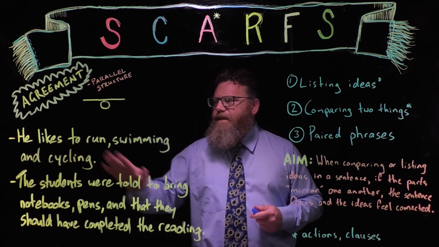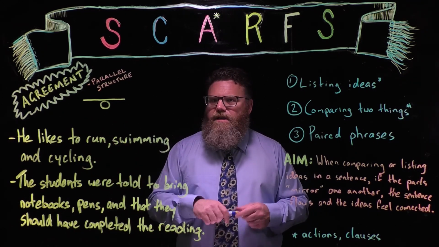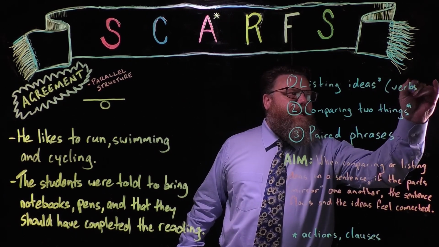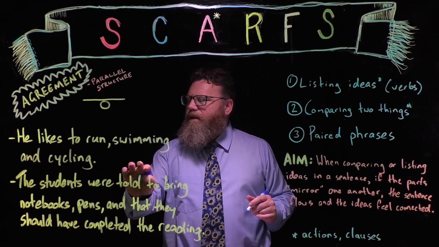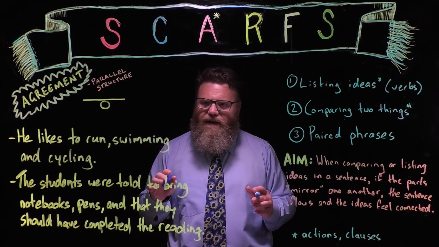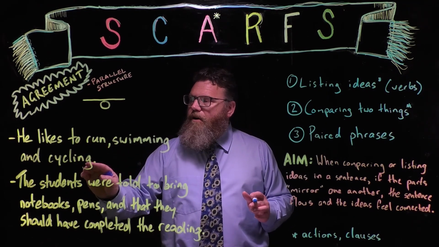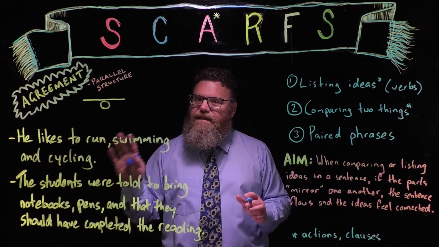So I've got two examples here. He likes to run, swimming, and cycling. So in this case, often with this, it's about the verbs. Okay, so you'll see here that we've got two ing verbs. They're what we call gerund verbs. It's just the fancy name for ing verbs. Okay, but we've got two of those, and then we've got to run. So there's a mismatch there. That's why it sounds a little bit funny.